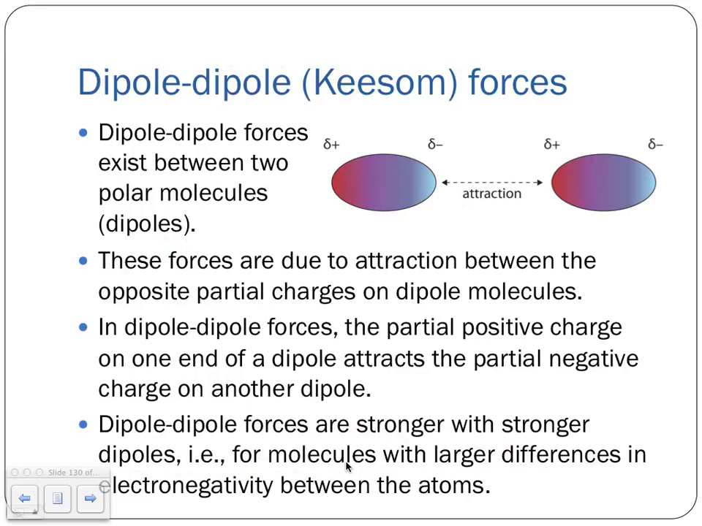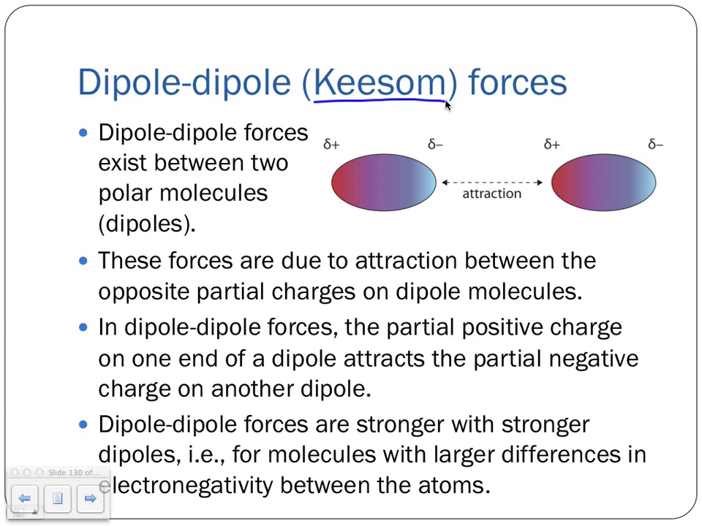So let's look at our first one of our van der Waals forces, dipole-dipole forces. Sometimes, just FYI, these are called Keesom forces. You'll see that name used for them sometimes. But dipole-dipole forces are the forces that exist between two polar molecules. We addressed this a little bit during our bonding. We said if you had two polar covalent molecules, they form dipoles, they stick together, it increases the boiling point, increases the freezing point. These are because of these intermolecular forces. These forces are due to attraction between the opposite partial charges on the dipole molecules.